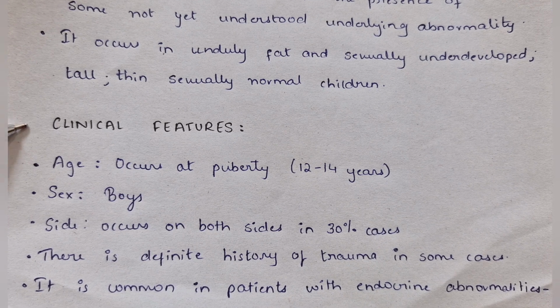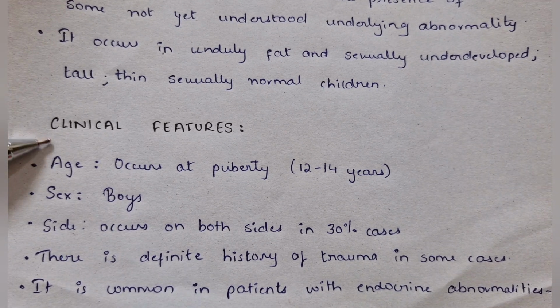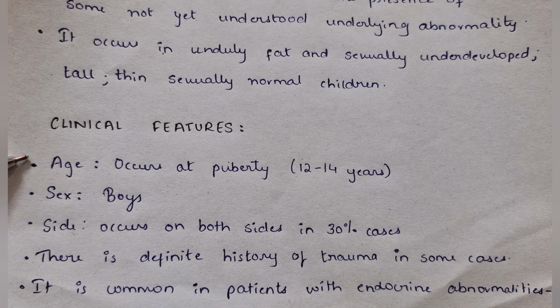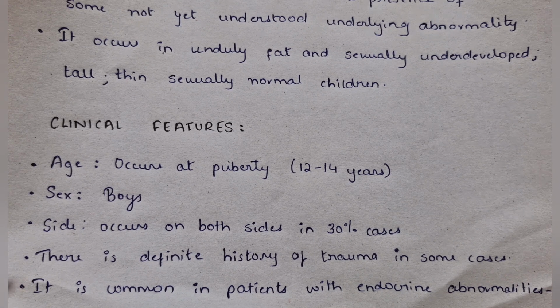Clinical features of slipped capital femoral epiphysis. Age: it occurs at puberty, around 12 to 14 years. It is mostly seen in boys. It occurs on both sides in 30% of the cases. There is a definite history of trauma in some cases. It is common in patients with endocrine abnormalities.